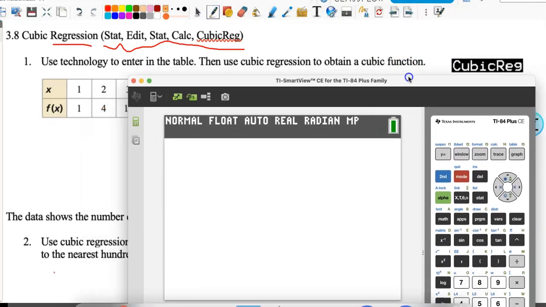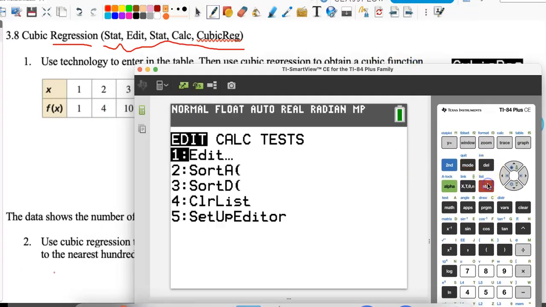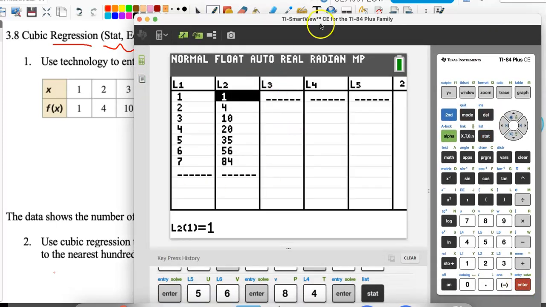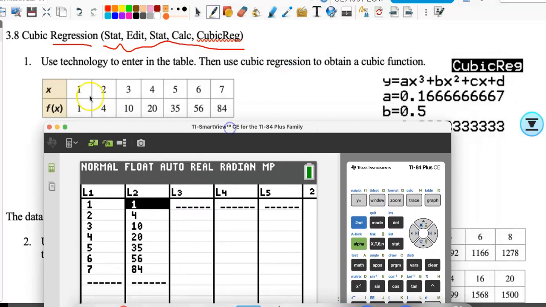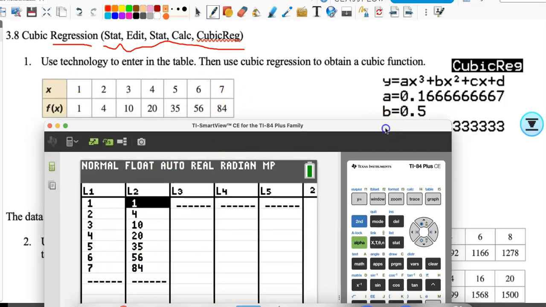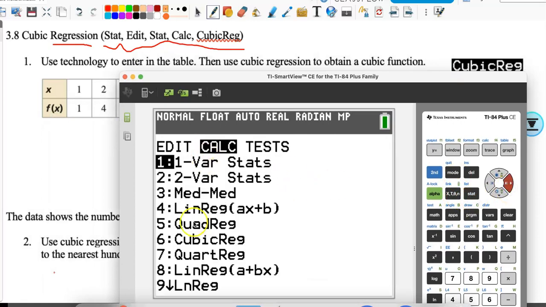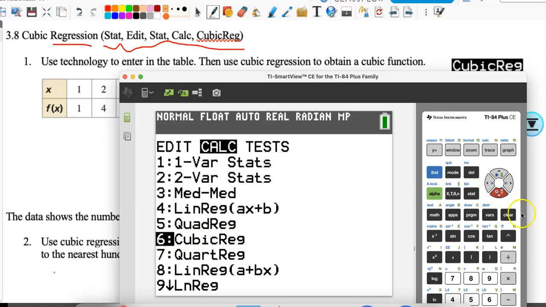All right, so in our calculator, I'm going to press the stat button and then edit to enter in my table. Now I have already done this to save me some time, so if you have not, press pause. But type in x into L1 and f of x into L2. Once you have done that, you are going to press stat, go over to calculate, and we are on cubics, so we are doing cubic regression.